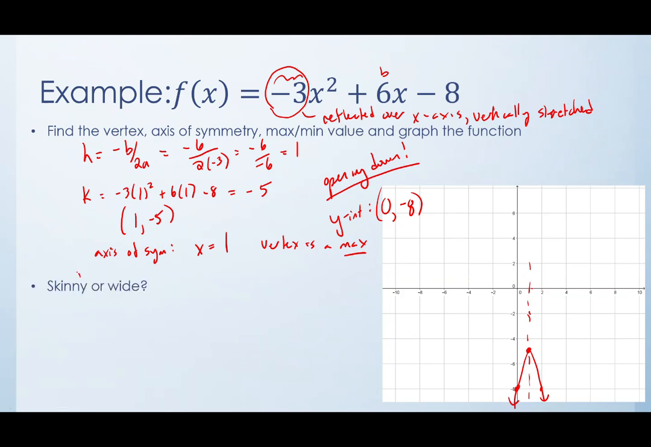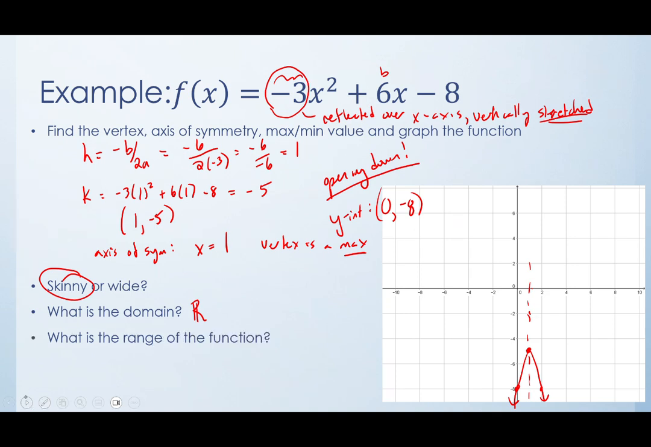Is it skinny or wide? It is skinny because it is narrow, vertically stretched. What is the domain? All real numbers, imagine that. What is the range? Negative infinity to negative 5, because that was where our vertex was.